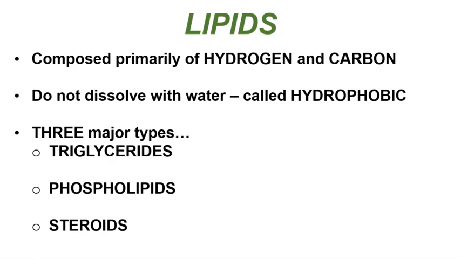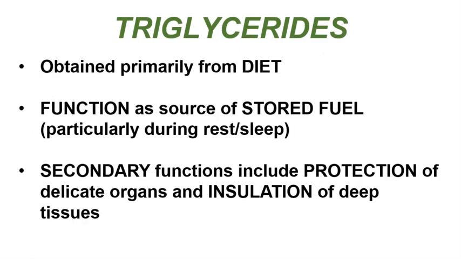We'll examine very briefly three major types of lipids. We have triglycerides, phospholipids, and steroids. Triglycerides are lipids that are obtained primarily from the diet, and they function as a source of stored fuel for the body, particularly when we're at rest or when we're sleeping. Secondarily, triglycerides will function as a soft padding to protect delicate organs, as well as insulate and protect deep tissues.